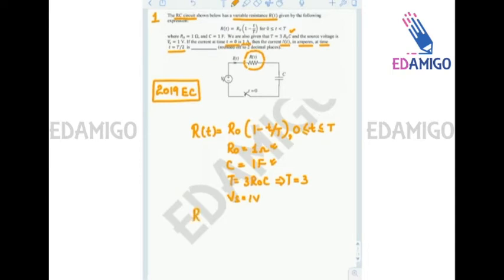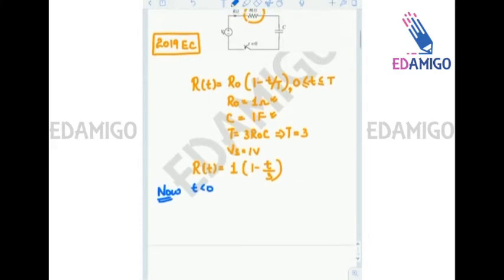So first of all, if we modify the R(t) equation, it is equal to 1 minus t by 3. Okay, now it is a very simple question, very basic question. Now we know that for t less than 0 the switch was open. So there is a 1 volt battery, there is a resistance R and the capacitance C, and the switch is open. Since the switch is open, we can say that the capacitor was discharged initially.